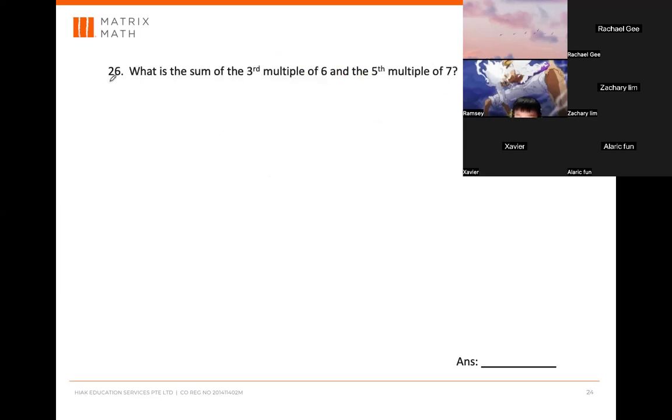Question 26. What is the sum of the third multiples of 6 and the fifth multiples of 7? So third multiple of 6 means quite simple, will be 6 times 3, okay? So which gives you 18. Take note that this is sum, and the fifth multiples of 7 will be 5 times 7, which is 35. So sum means plus, so you use 35 plus 18 will give you 53. So that will be question 26 answer, okay?